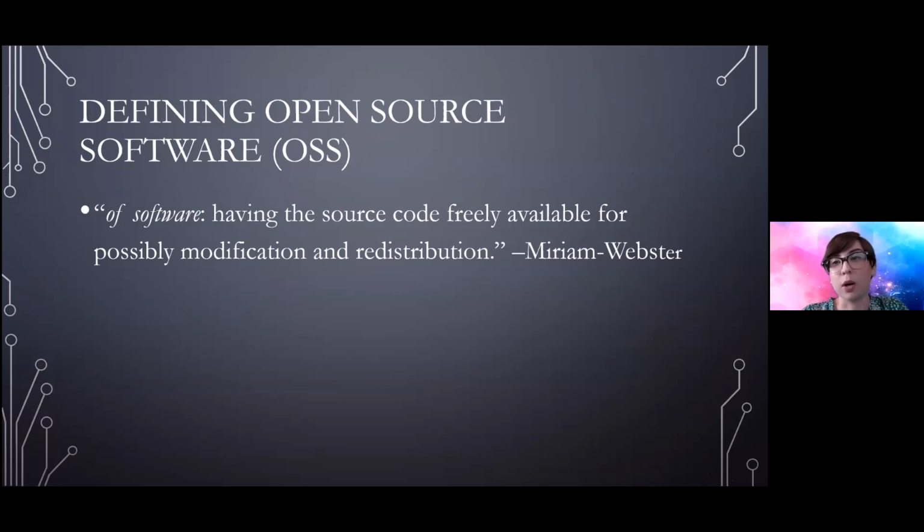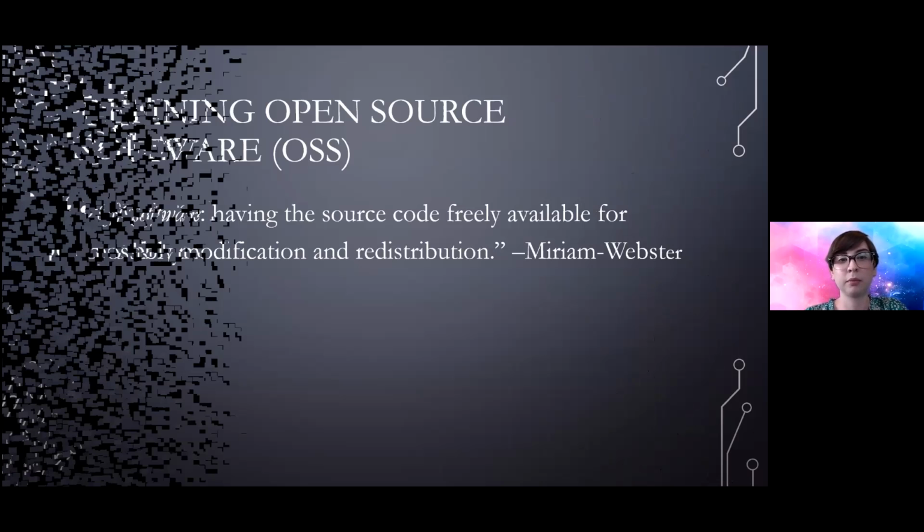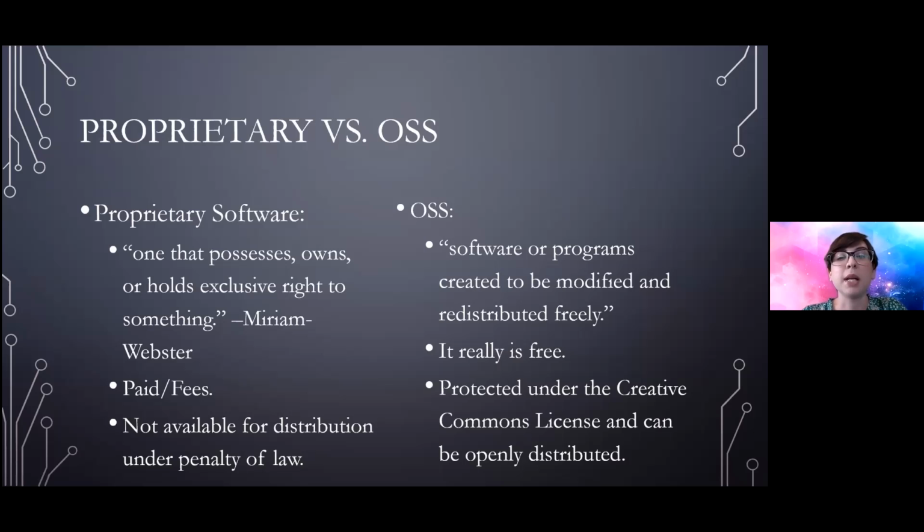So to start off, we're going to define open source software, or again, OSS. So Merriam-Webster defines this as of software having the source code freely available for possible modification and redistribution. So the main difference between proprietary software and open source software is proprietary software is one that possesses, owns, or holds exclusive rights to something.